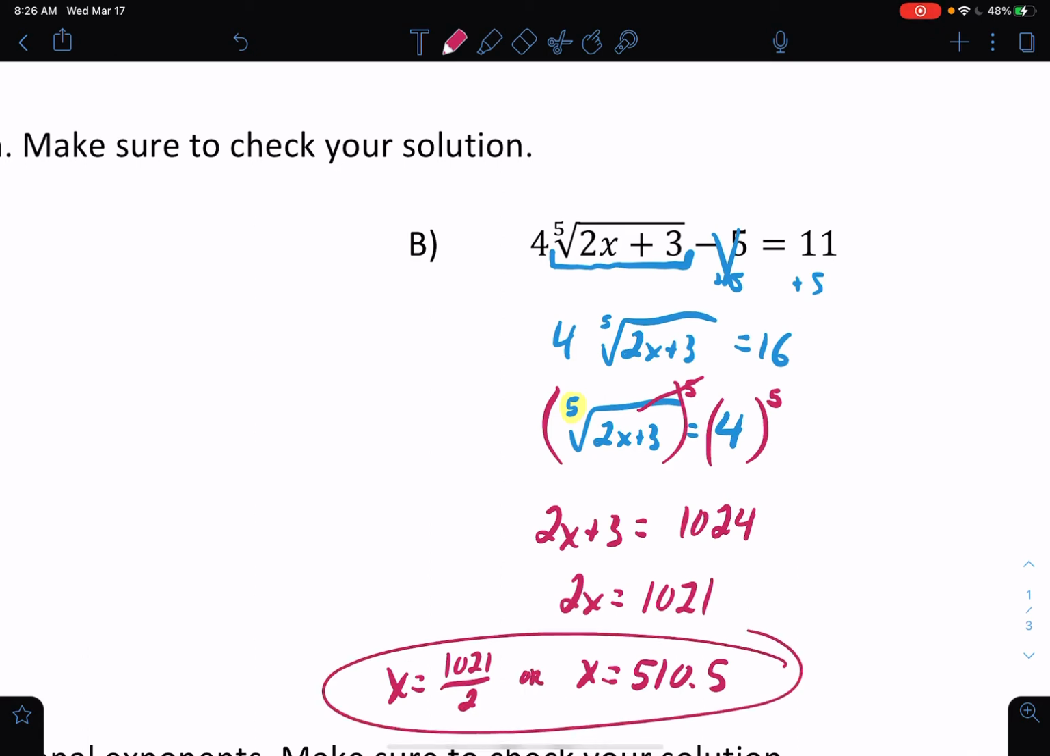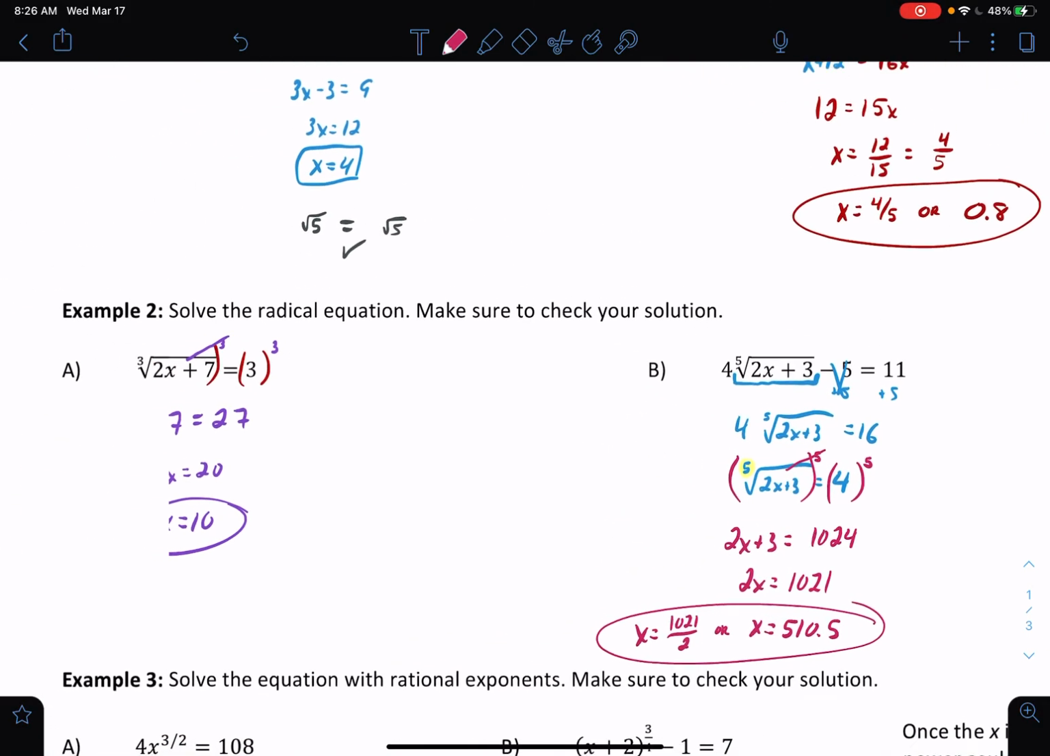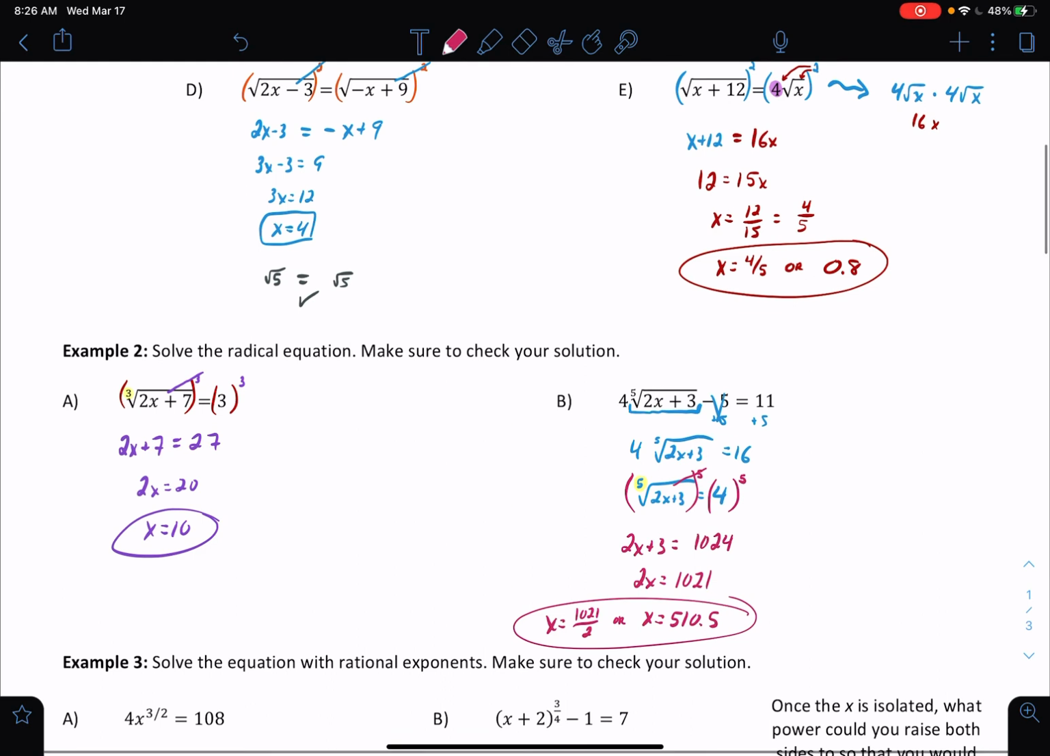So either of those answers works. Okay, so that's how you undo radicals. Whether it's a square root, cubed root, fourth root, fifth root, it doesn't matter. And then we've got these answers. We can always plug them back in.